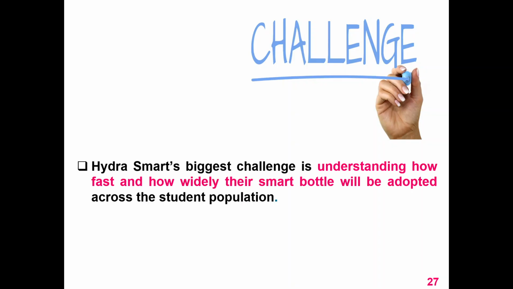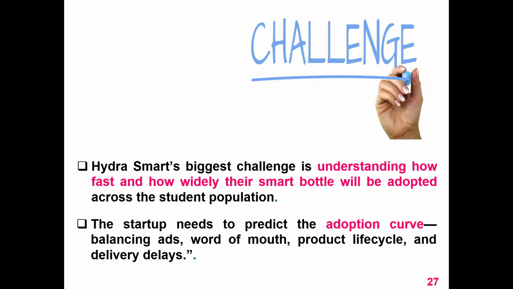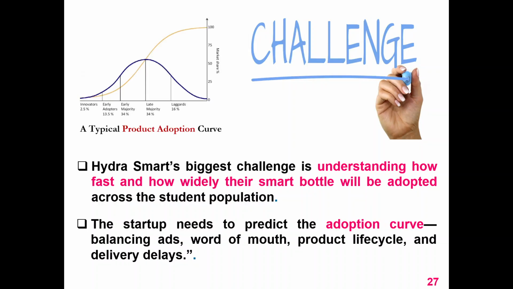The challenge here for Hydra Smart is to understand how widely and how fast their product will be adopted across the student population. The startup needs to predict the product adoption curve, and in order to develop this product adoption curve, we have to balance ads, word of mouth, product life cycle, and delivery days.